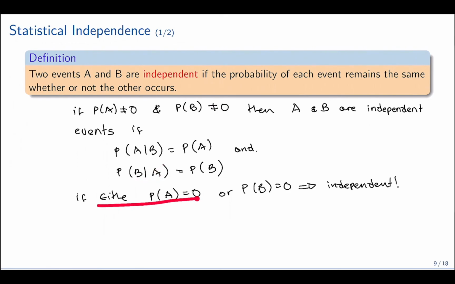If either the probability of A is equal to 0 or the probability of B is equal to 0, then they are independent.